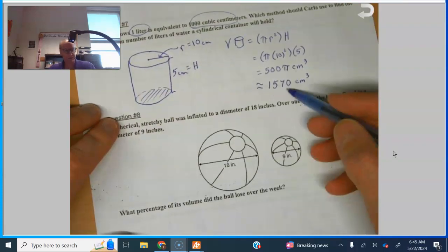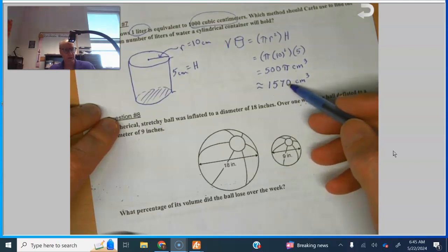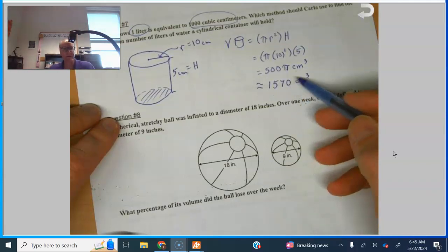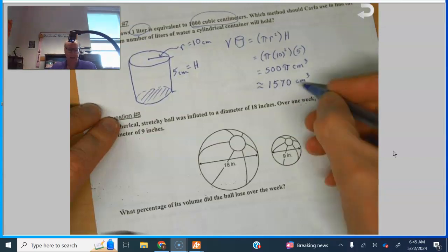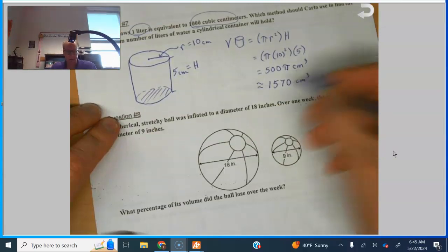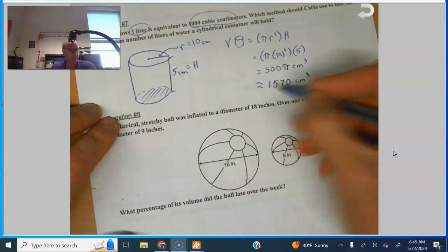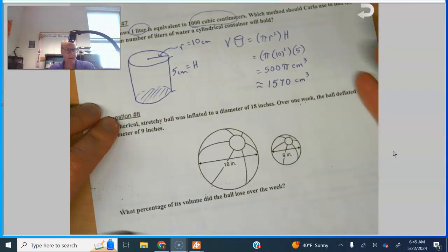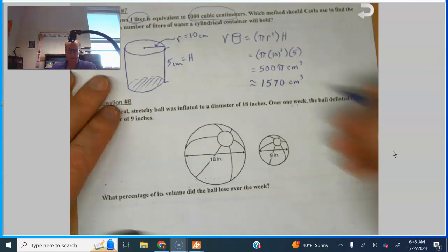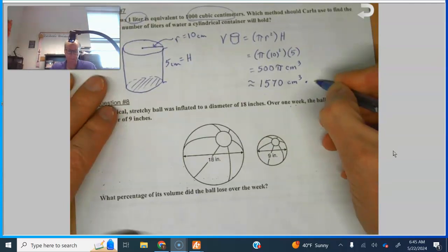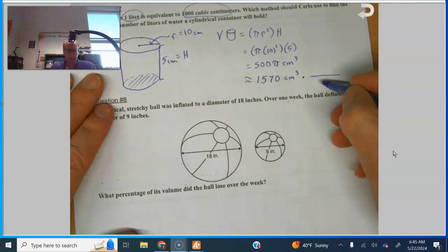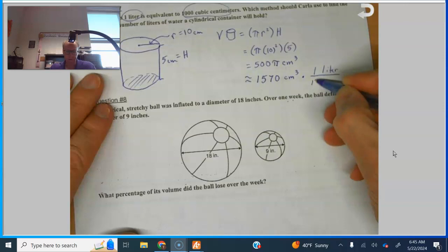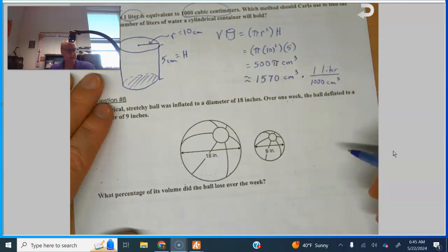So for every 1,000 of these, I get 1 liter. So this is going to be 1.57 liters. What I did was divide by 1,000, and dividing by 1,000 moves the decimal 3 places. There are lots of ways to think of that. The best way to think of it is that 1 liter is equal to 1,000 cubic centimeters. It's called dimensional analysis, and it's a really great way to simplify.